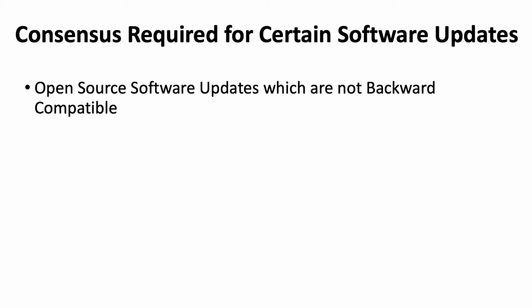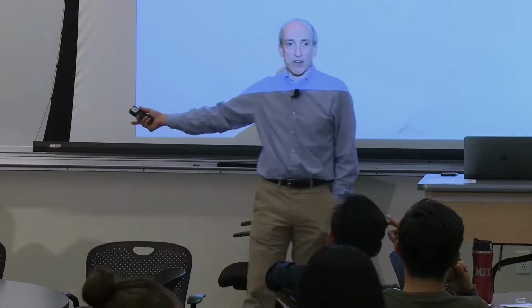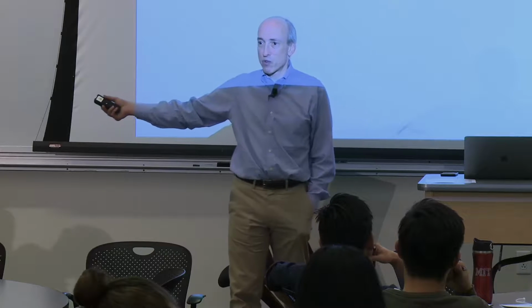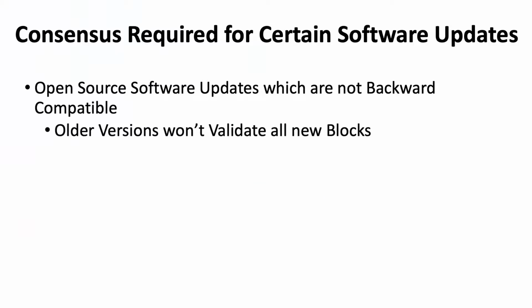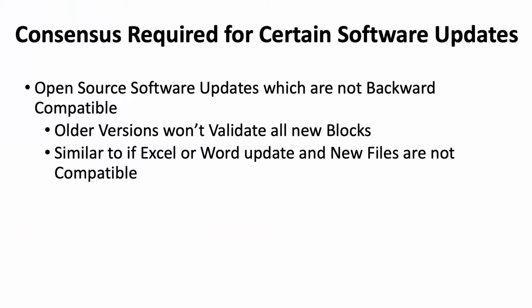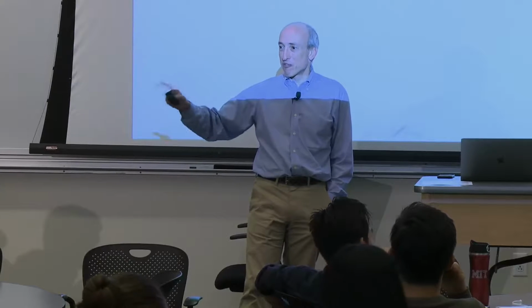It's a tough one. Open source software updates which are not backward compatible. Like, can I update the software, but then you can't use it for the 500,000 blocks that are already out there in Bitcoin, or the millions of blocks in Ether? So the problem often happens that the older versions won't validate all the new blocks. I'm simplifying again. Think of Excel, and you get that update on Excel, or Word for Windows, and you can't open your old files. It's a rough lay definition of what this issue is.